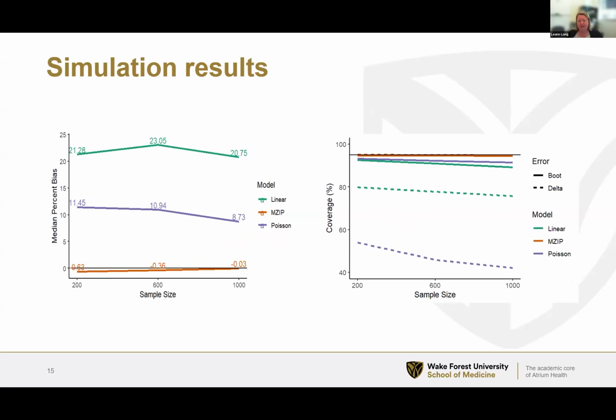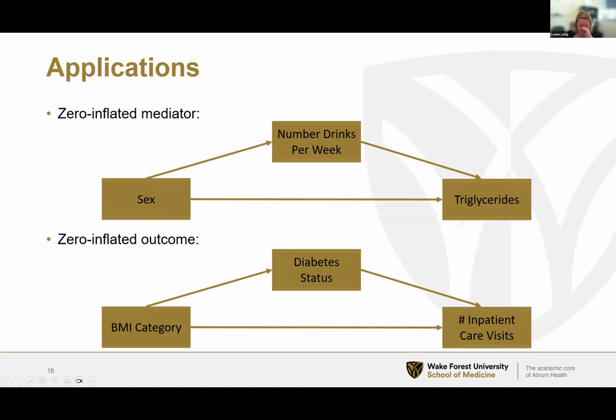So very quickly, simulation results. We see that with the Poisson, if you ignore the fact that you have a count, or you ignore the fact that you have zero inflation, you're going to have inflated bias. You're going to have biased estimators. And that's on the left, and on the right, we have coverage, you'll see that these have suboptimal type 1 error rates. You can achieve a little bit better if you bootstrap, but it still doesn't meet the nominal 95% expected rate.